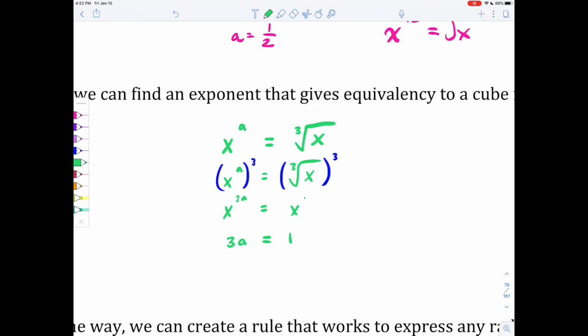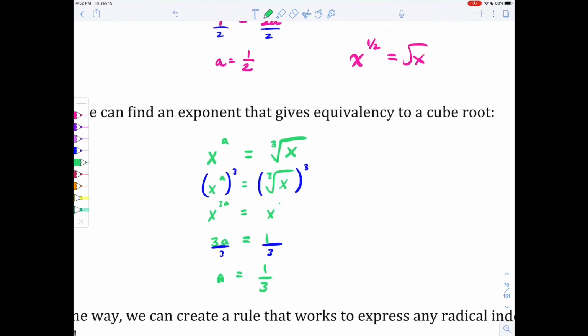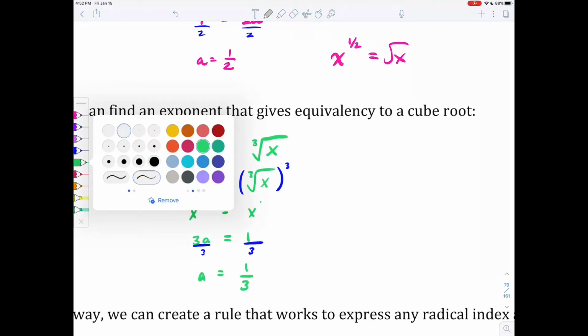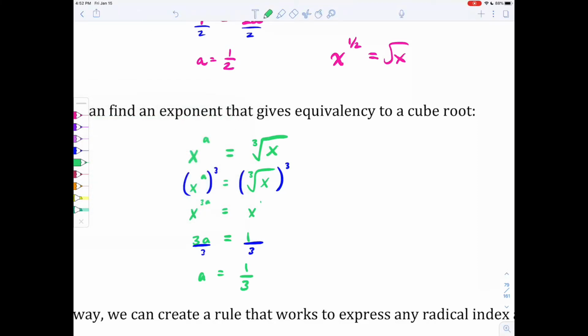Now here I can just solve for a. Right now, a is being multiplied by 3, so I undo it by dividing by 3. a is equal to 1/3. Whoa. So my exponent that would allow me to state that x to that exponent is equivalent to the cube root of x would be 1/3. So I could say x to the power of 1/3 is equal to the cube root of x.